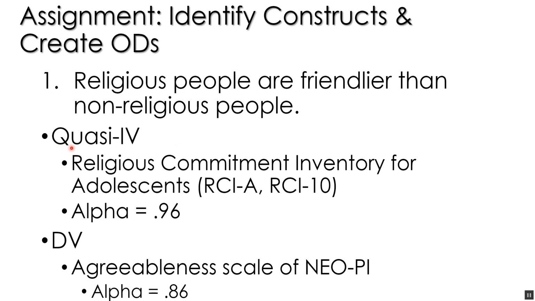So I say this is a quasi-IV because we're just measuring variables, and so we're not randomly assigning subjects to condition. And because we're not randomly assigning them to condition, that's a quasi, or not really perfect, independent variable, or kind of an independent variable, but it's not a true independent variable.